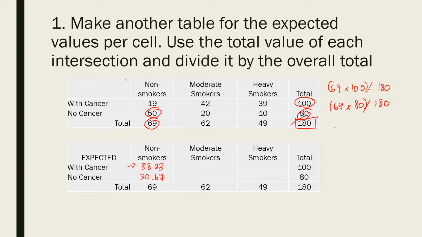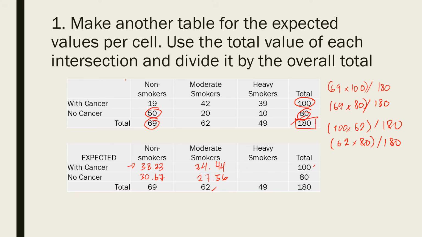Same goes with our moderate smokers with cancer. So that's going to be 100 times 62 divided by 180. That would give us 34.44. Next, we have 62 times 80 divided by 180. That's going to give us 27.56.